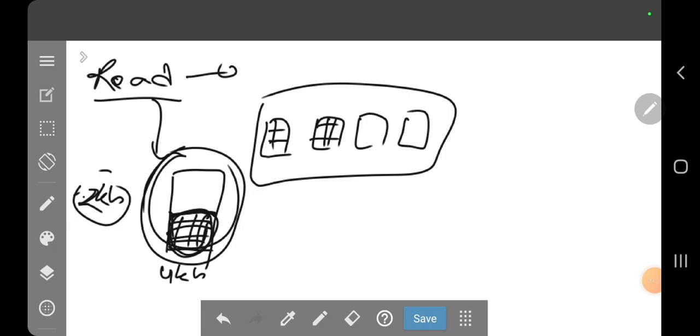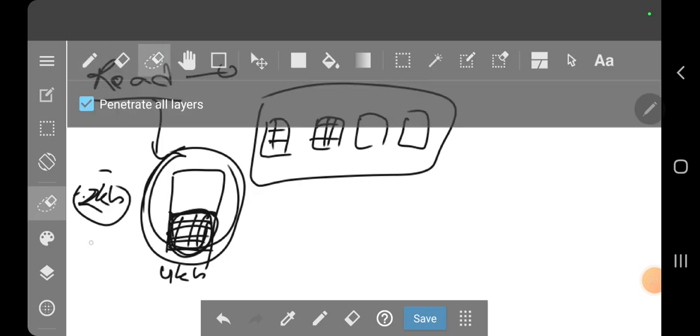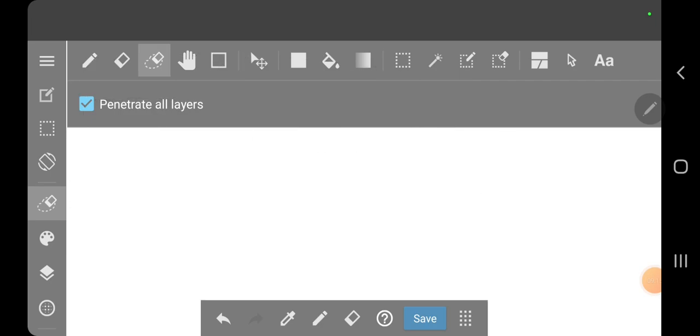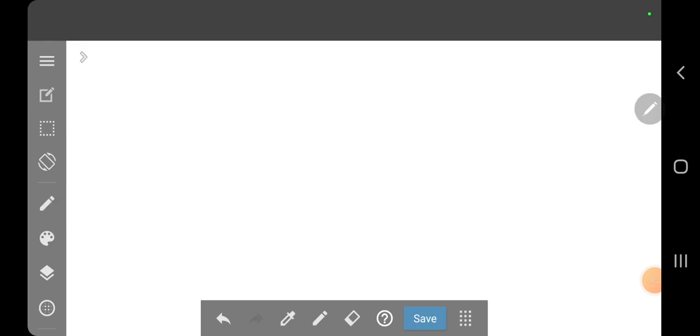Now come to the write operations, how a write operation actually works. Okay, now it's fine. So now come to the write operation. Write operation is very similar to read. It has to do lots of things for a write, but in the sense of reading a page, write operation is a bit similar. Let's see.